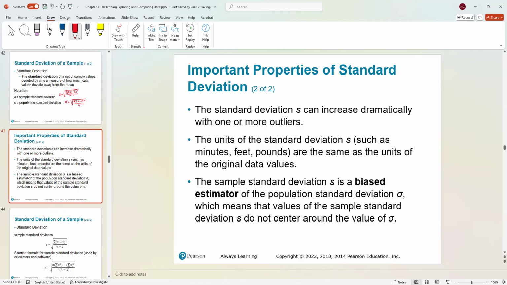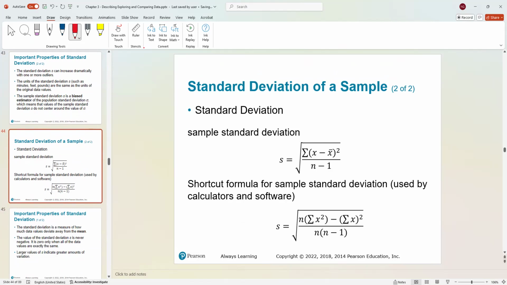The unit of the standard deviation S, such as minutes, feet, or pounds, is the same as the unit of the original data in the data set. The sample standard deviation S is a biased estimator of the population standard deviation, which means that values of the sample standard deviation S do not center around the value of the population standard deviation sigma. So for us, these are the formulas to find the standard deviation. There are two different formulas that you can use to find the standard deviation.